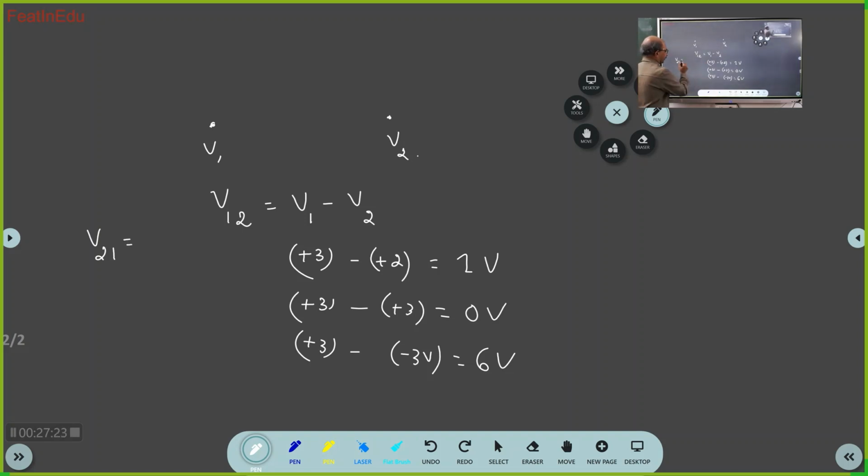Here with these values, what is the potential of 2 with respect to 1? Tell. Hello, what is the value? Come on, V21. Potential of 2 with respect to 1. Correct? Sorry, minus plus 3. So potential V21 will be plus 2 minus of plus 3. This gives you minus 1. Minus 1 volt.